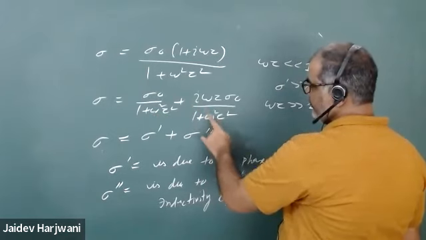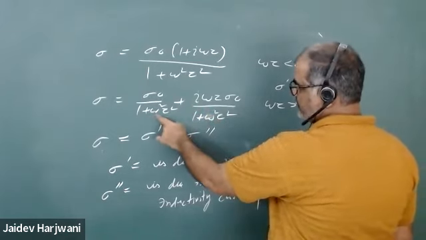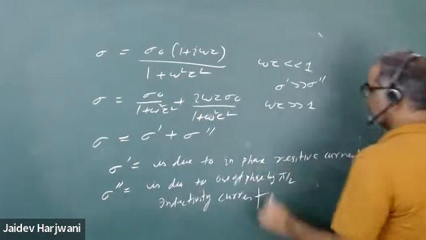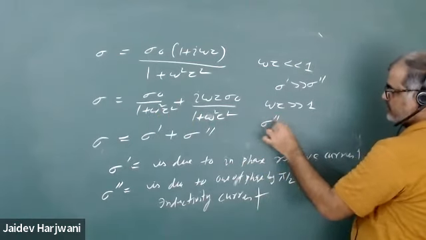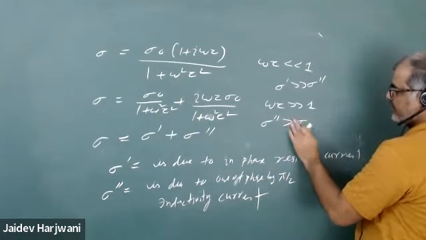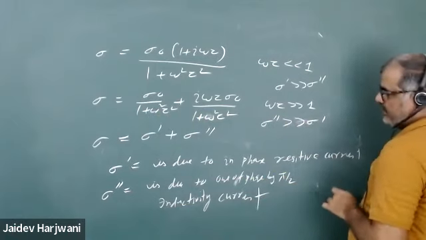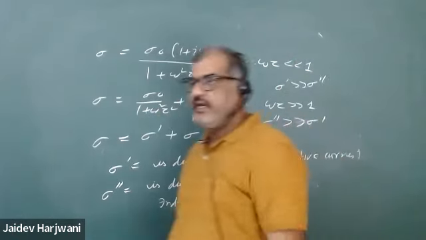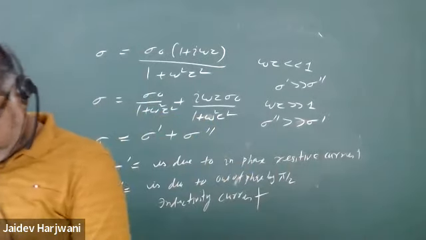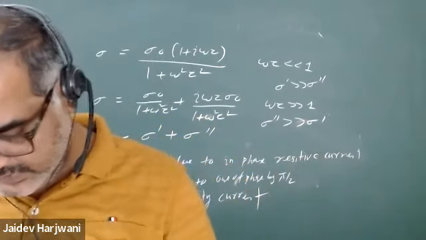So this will be 1 upon omega tau, and this will be omega square tau square. Okay, in that case, your sigma double dash should be greater than sigma dash. Okay, and you should get your inductive currents. Okay, inductive currents. So that means.